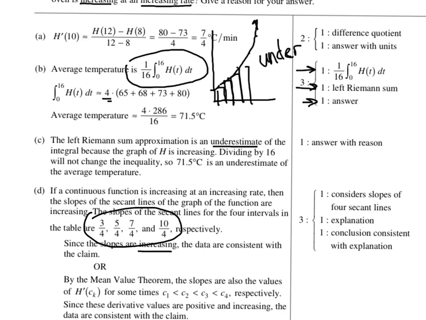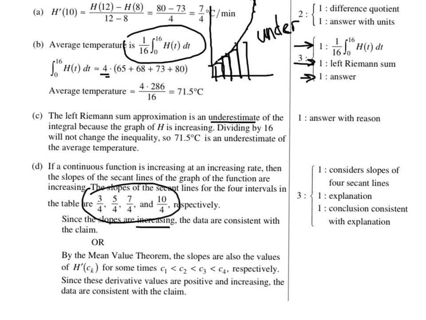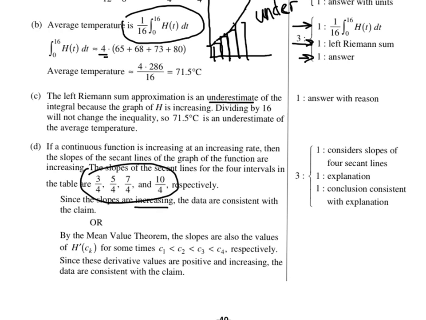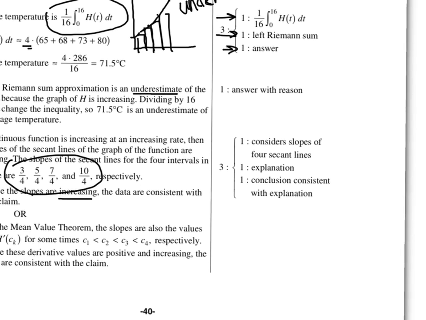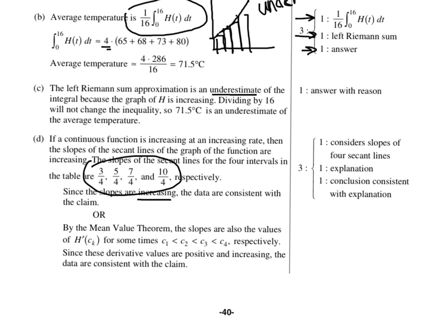Now you could also use the mean value theorem to verify this, but it's not needed. The mean value theorem says that the slopes of the values, so if we find these are my input values, since they are increasing, then the derivatives must also be positive and increasing. And that is question number 3.